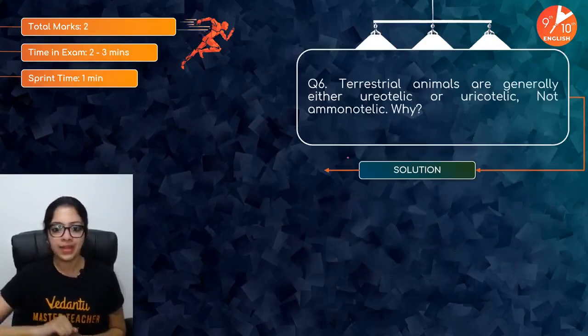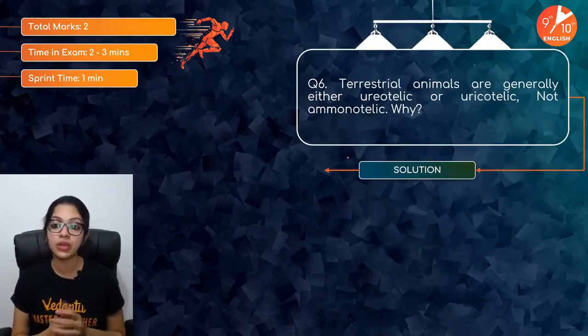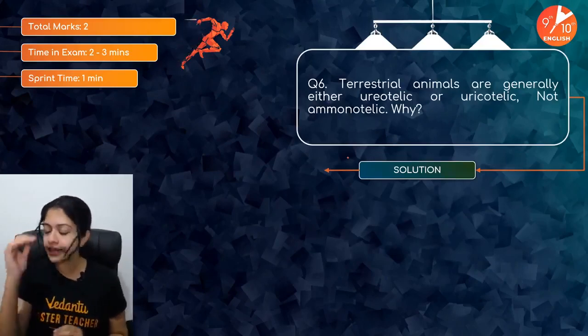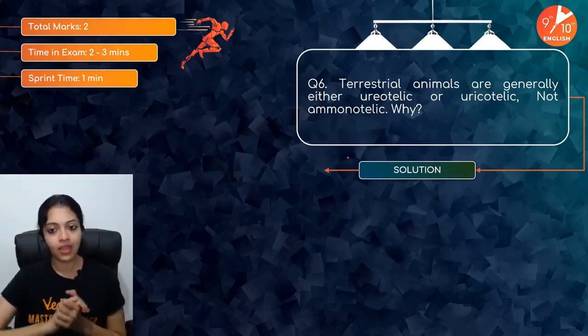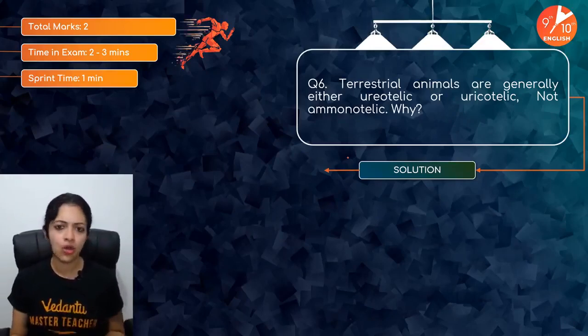Okay. Next one. Terrestrial animals are generally either ureotelic or uricotelic and not ammonotelic. Why? Yes, another very interesting question. Any idea what the answer could be for this? Terrestrial animals, generally ureotelic or uricotelic and not ammonotelic.